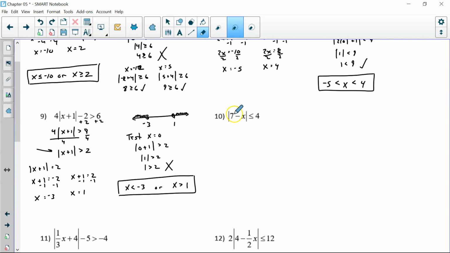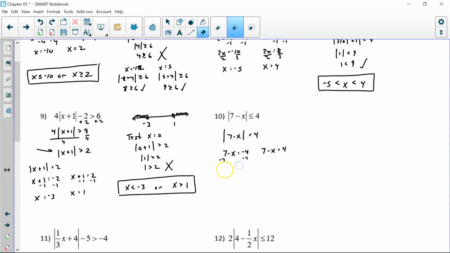Problem number 10. Treat it as an equation. The absolute value of 7 minus x equals 4. So 7 minus x equals negative 4, and 7 minus x equals positive 4.